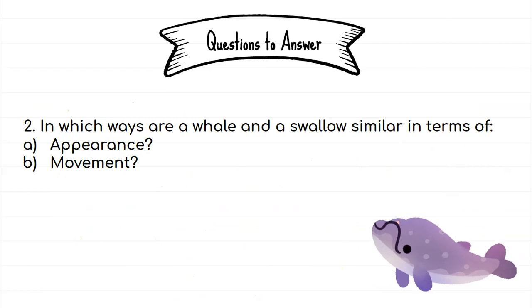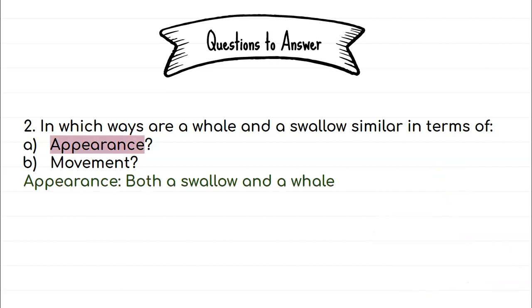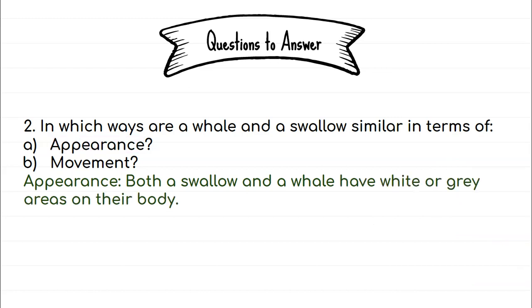Right. Number 2, in which ways were a whale and a swallow similar in terms of appearance and movement? Let's start with appearance first. Well, first of all, both a swallow and a whale have grey or white areas on their body. There's so much to say, so I'm just going to mention a few things that I found. Again, add to the answers that you have.